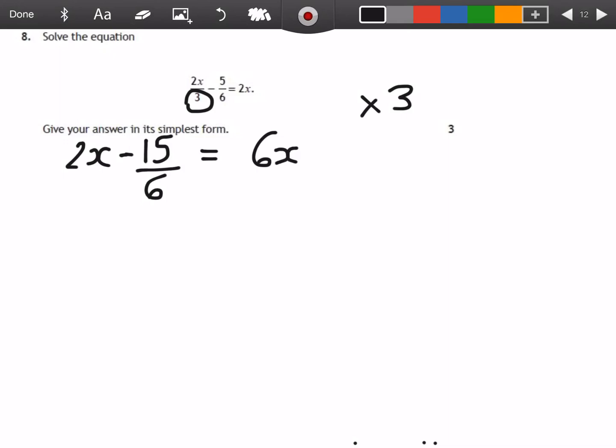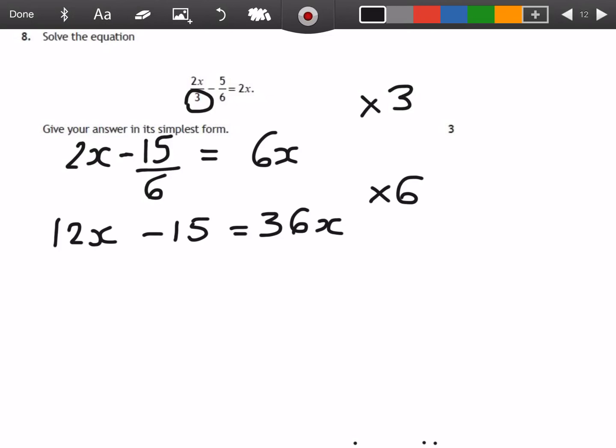Okay, now I've still got a division by 6, so get rid of the division by 6 by doing what? By multiplying the whole equation by 6. If I multiply the whole equation through by 6, I would have 12x, take away 15, and obviously the division by 6 is gone, so it's just a 1 there. I'm multiplying through all by 6, 36x. Okay? Let's tidy it up a wee bit.